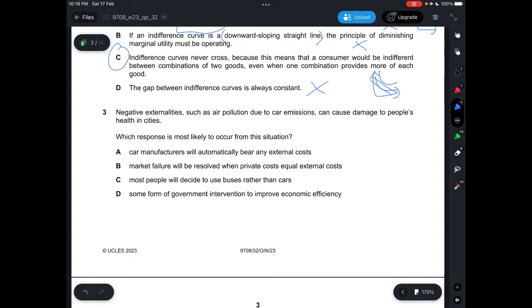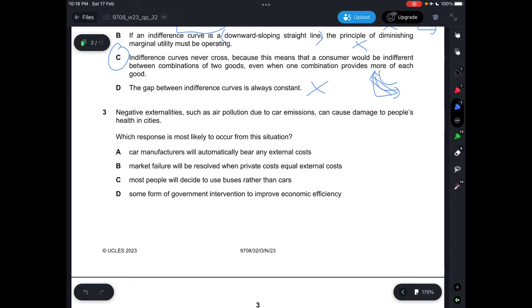Question 3, negative externalities such as air pollution due to car emissions can cause damage to people's health in cities, and which response is most likely to occur from this situation? So negative externality is basically the cost that is borne by, say, the consumer and also the manufacturer. In this case, private costs and external costs, which results in social costs.